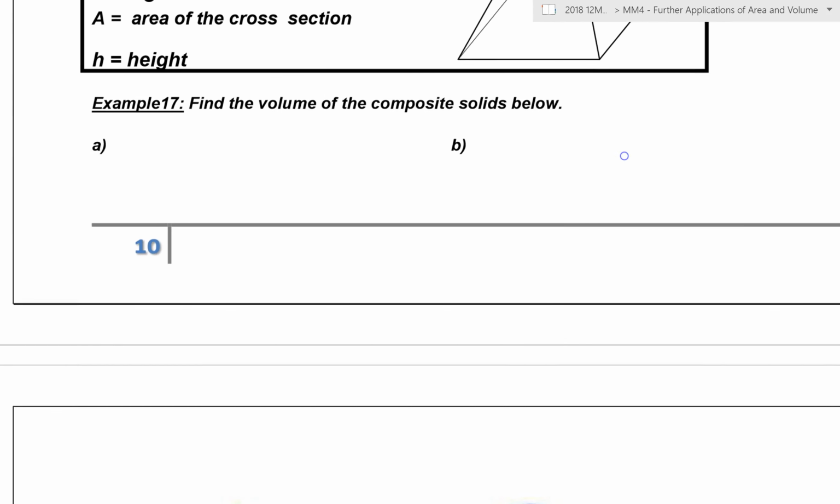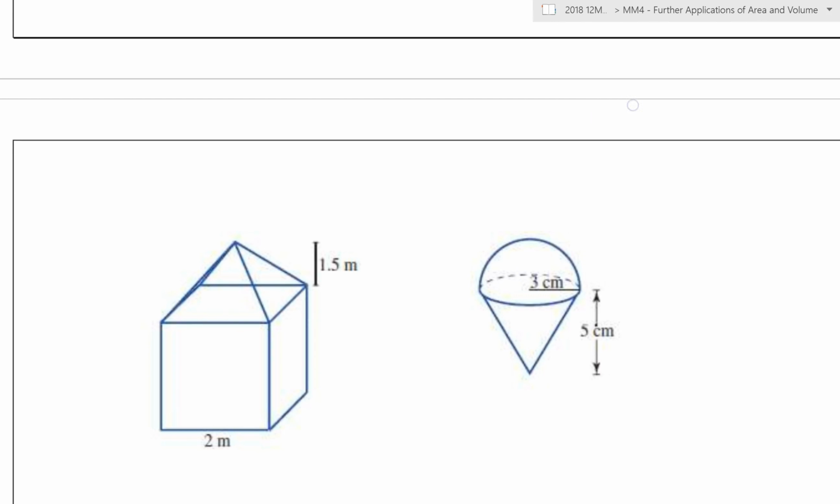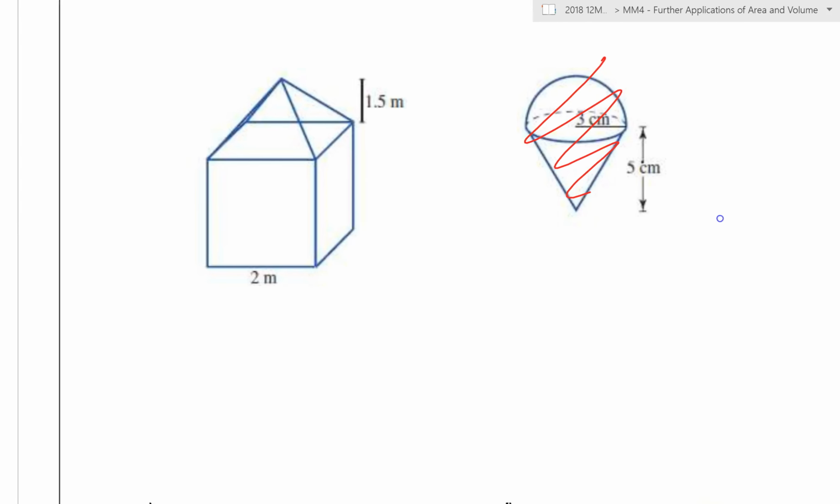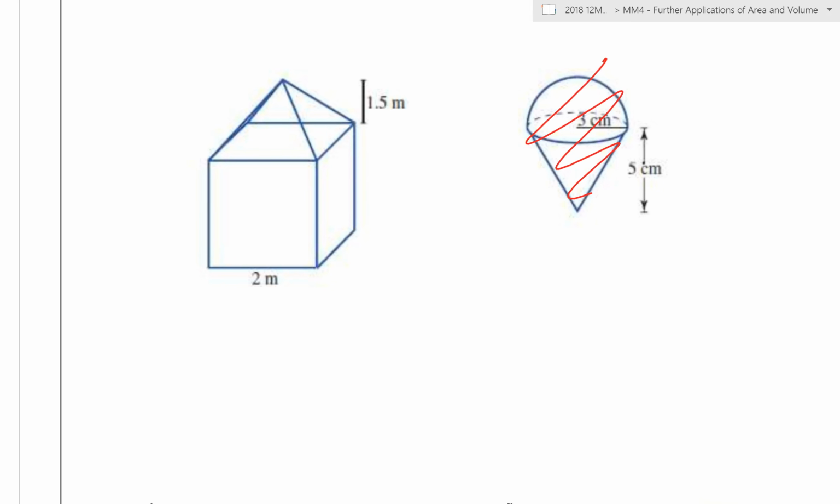So, find the volume of these composite solids. Good A and B. Not this one. We're not dealing with spheres and hemispheres, only for surface area for those things. But this one here, we're going to assume that this is a cube, that all of these edges here are equal in length.